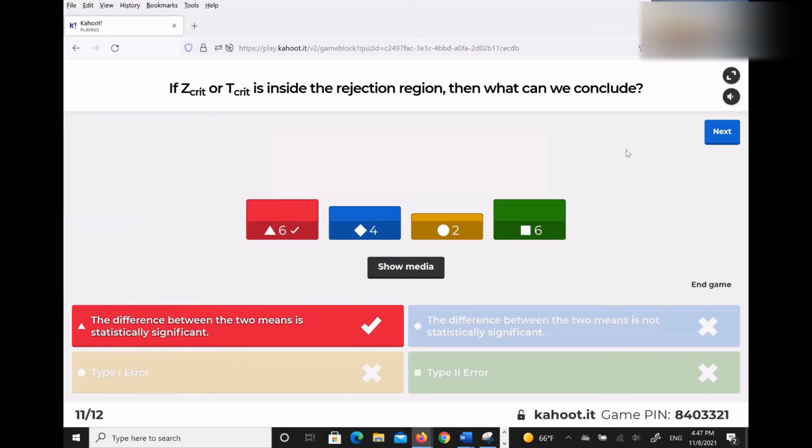All right, so if the critical value T or Z is inside the rejection region, the left tail or the right tail, okay, then you can say that the difference between the two means is statistically significant. Okay, that means that in this case, you reject the null hypothesis, okay, and you support the alternative hypothesis.